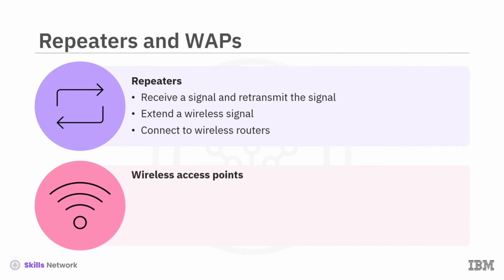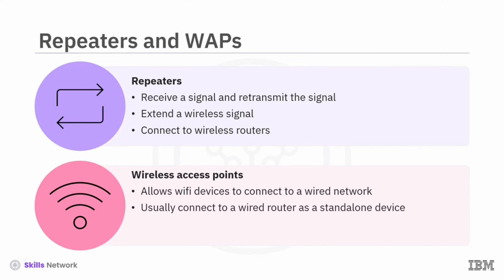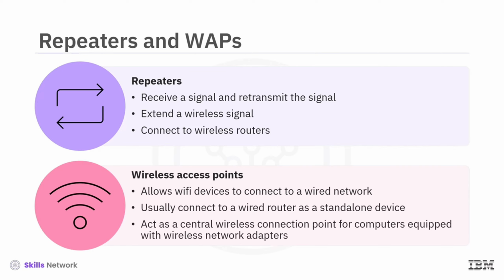A wireless access point, also known as WAP or AP, allows Wi-Fi devices to connect to a wired network. The WAP usually connects to a wired router as a standalone device. The WAP can also act as a central wireless connection point for computers equipped with wireless network adapters. The WAP is plugged into a wired network switch. The WAP reads each computer's MAC address and forwards that to the wired switch. If the wired network is connected to a router with Internet access, the wireless network will also have Internet access.